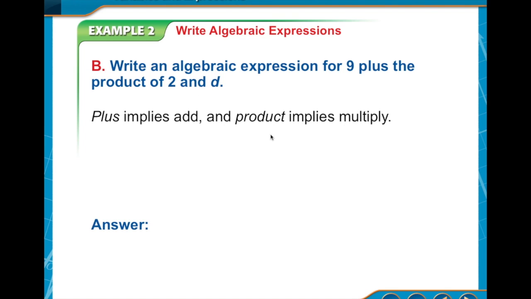So let's break all that down. Since we said 9 plus, the product of, here we're going to multiply the two things given, 2 and the letter D. So our expression is written here, 9 plus 2D. So of course you're going to write what's in blue, and your solution is 9 plus 2D. This is example 2B in your notes.